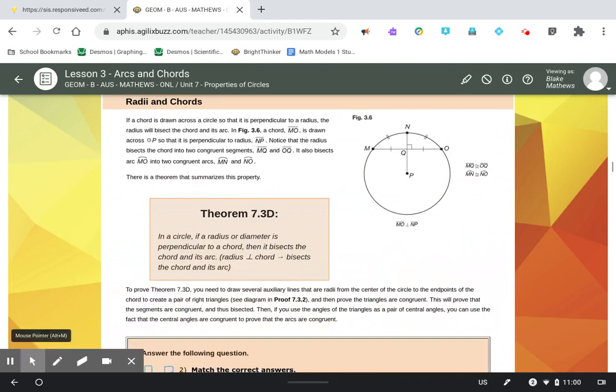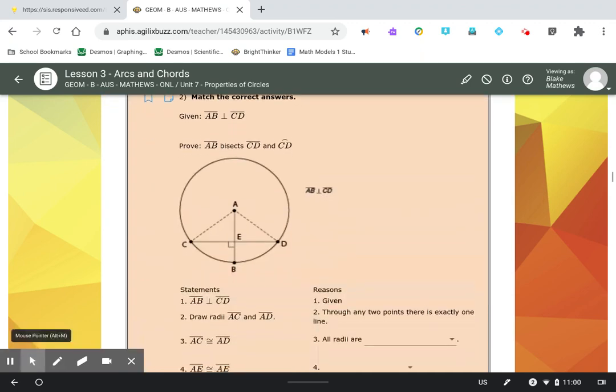All right, then we get to theorem 7.3d. It says this: in a circle, if a radius or diameter is perpendicular to a chord, then it bisects the chord and its arc. So if we have a radius right here, and then we have a chord coming across here, and they are perpendicular to each other, then it also cuts it in half, which means that these are congruent, and obviously the angles are congruent because they are perpendicular. But that's what theorem 7.3d is saying, and I'm assuming the next proof is going to have us use that, so let's scroll down and look.